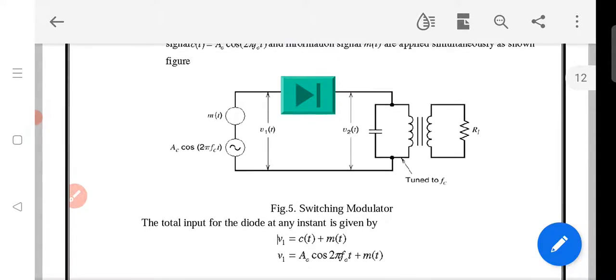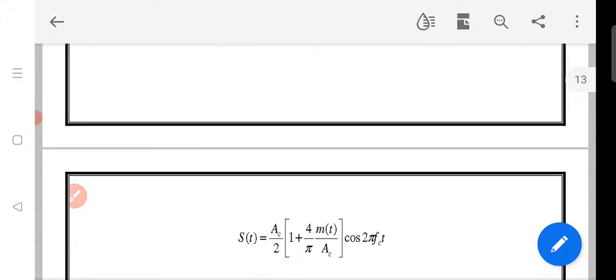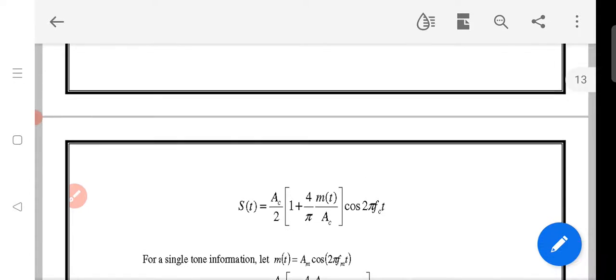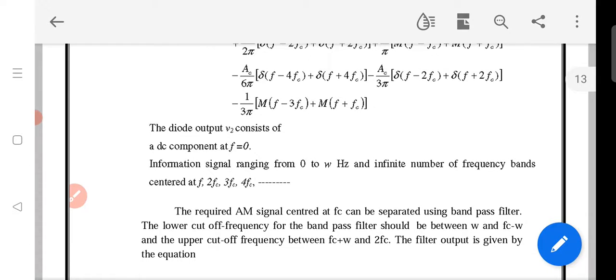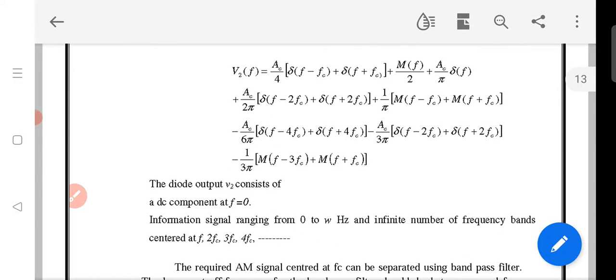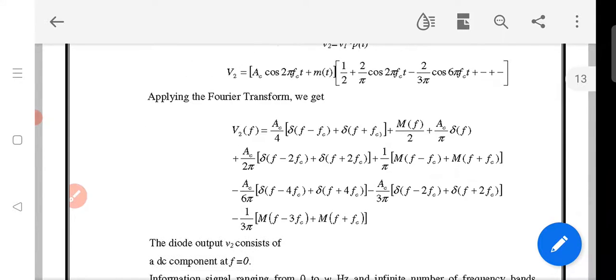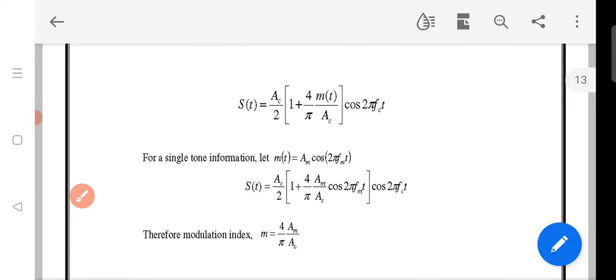So the v2 denoted by s of t in terms of time domain representation, s of t equal to Ac by 2 into 1 plus 4 m of t by Ac cos 2 pi fct. These terms are here, we consider these terms only. Remaining all higher order terms are eliminated by the filter. These terms are rearranged in the time domain representation like this way.